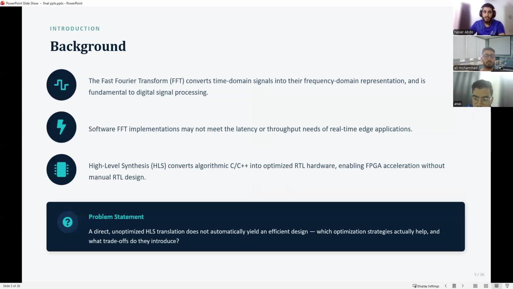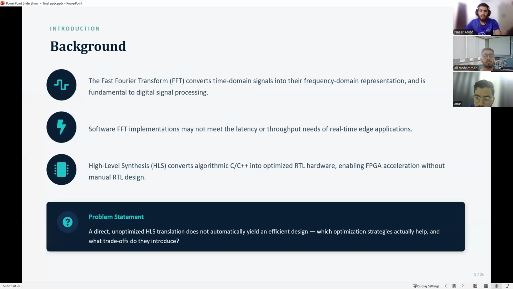And here, first, let's explain what FFT is. FFT stands for the fast Fourier transform. It converts a signal from the time domain into the frequency domain. This helps us to analyze the frequency inside a signal. FFT is widely used in communication system, radar, and audio, and image processing. However, software implementation may not be fast enough for real-time systems.